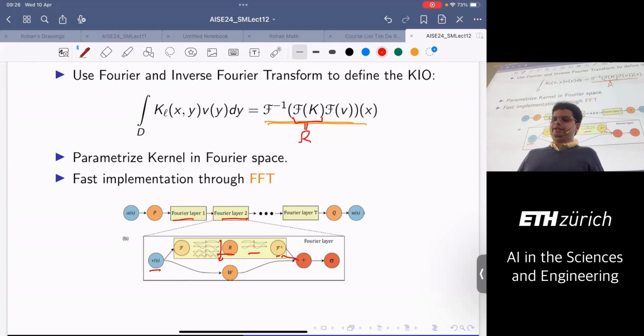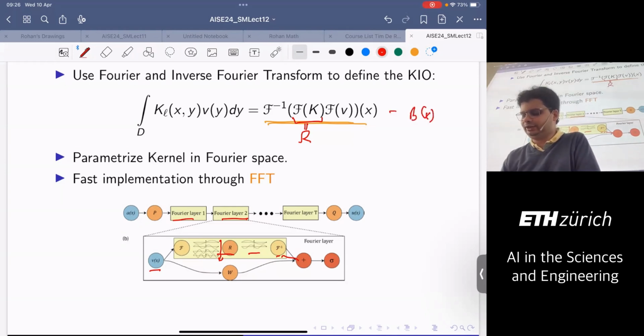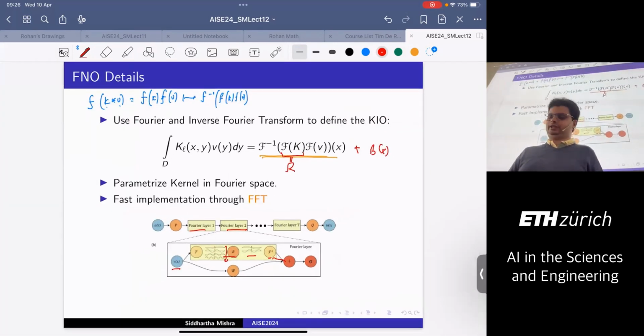So once you do this, then we have nonlinearity. We have the bias vector. So the bias vector is just this b of x, right? You just add it. So that's nothing special about that. But there are a few additional tricks here that let me explain to you. So the point is that we have to parameterize the kernel in Fourier space.